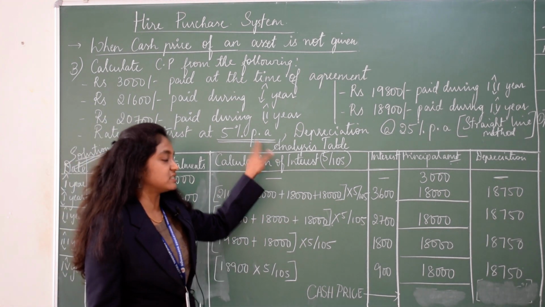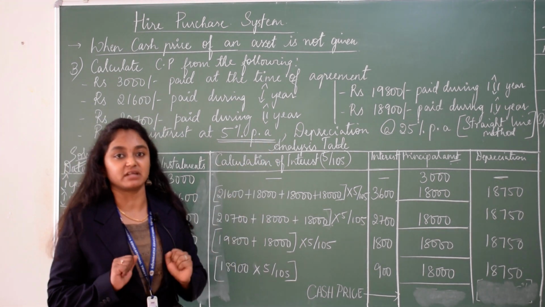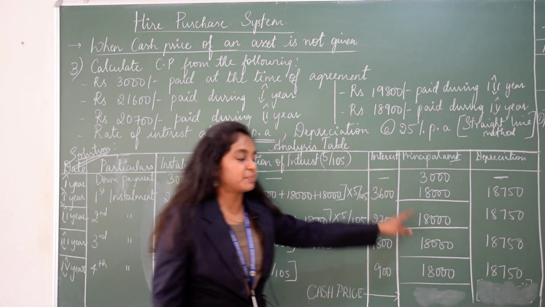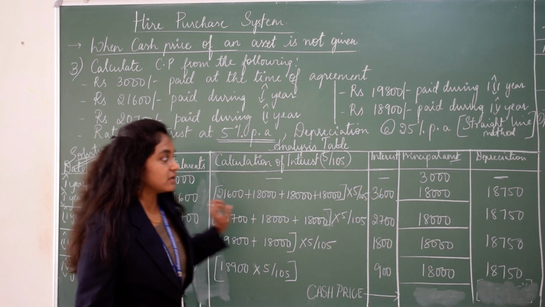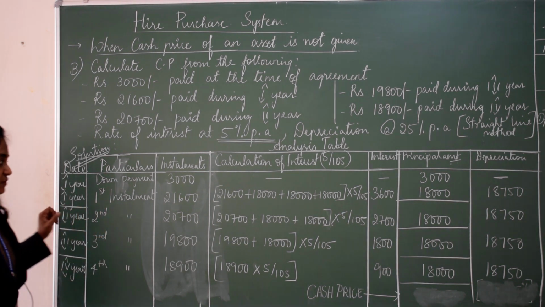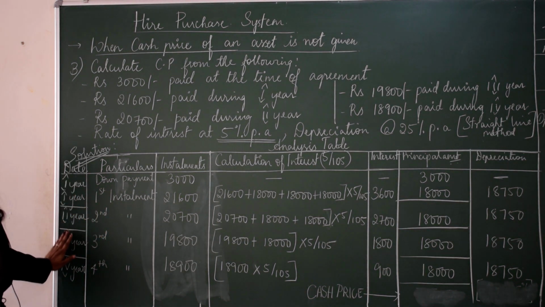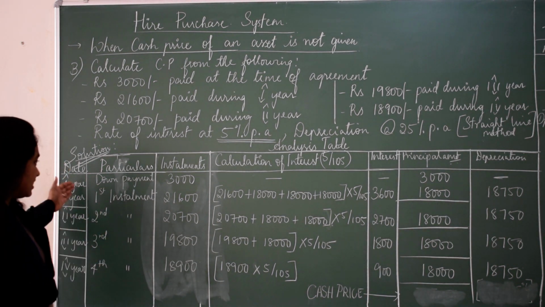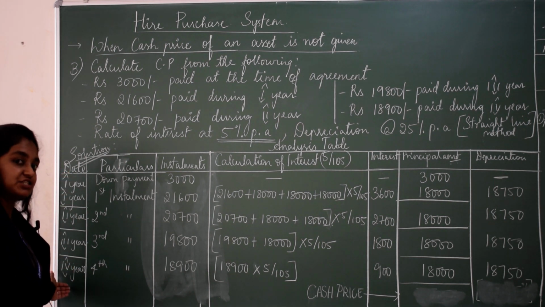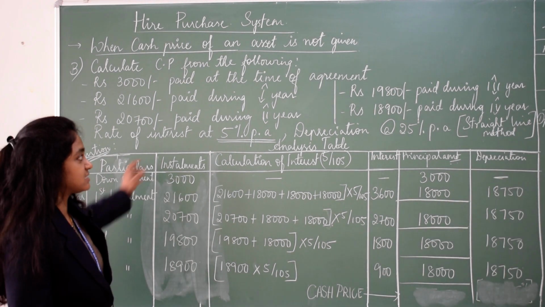We have to apply this 5% and remove the interest from the installment values and find out the principal amount. This is how the introduction of analysis table goes. So, let us start from the years. As we have already mentioned, we have 4 years of installments.